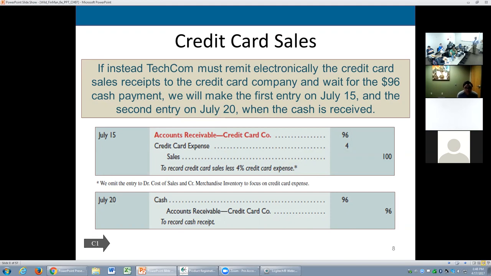So again, we're going to receive $96 from this accounts receivable up here. We debit cash, so what are we doing? We debit an asset, so we are increasing it. And then we are going to credit accounts receivable. Accounts receivable being an asset here, when we credit it, we are going to reduce it.